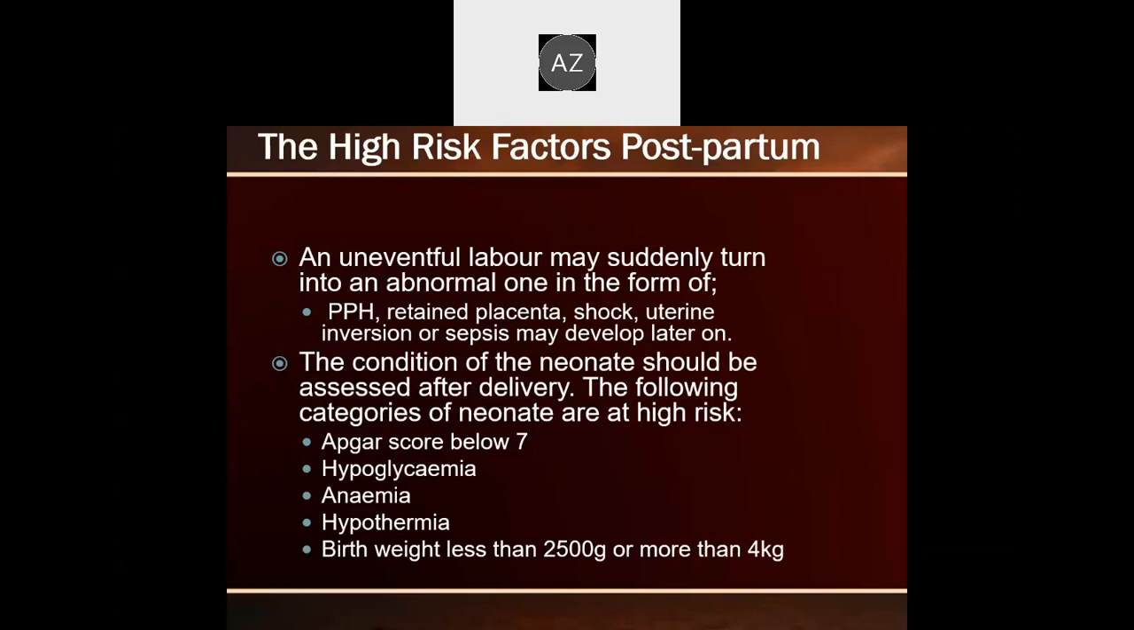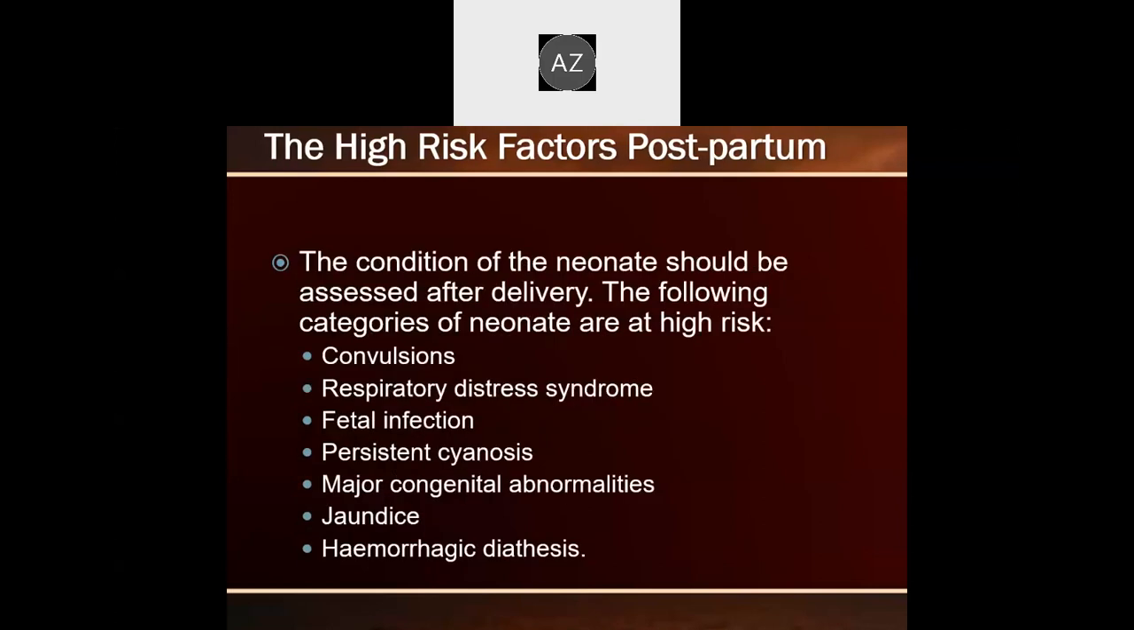Then postpartum, after labor, for the newborn, when you have anemia, hypothermia, then you have a baby below 2.5 kilos, at risk of hypothermia, or about 4 kilos, at risk of hypoglycemia. And then the Apgar score below 7. And then there's convulsion of the baby or the mother. The baby can develop respiratory distress, fetal infection, persistent cyanosis, jaundice, hemorrhage.